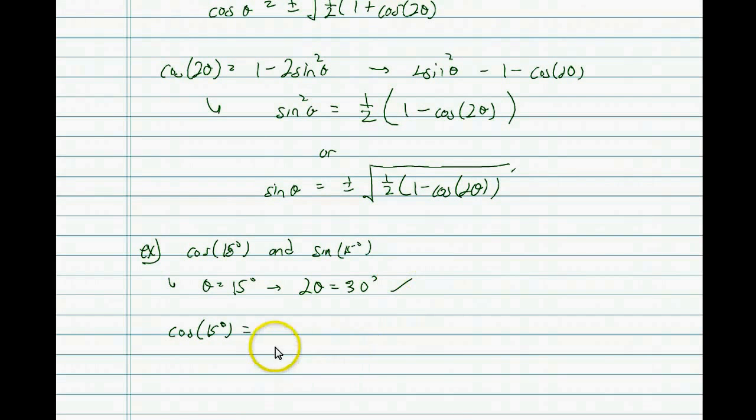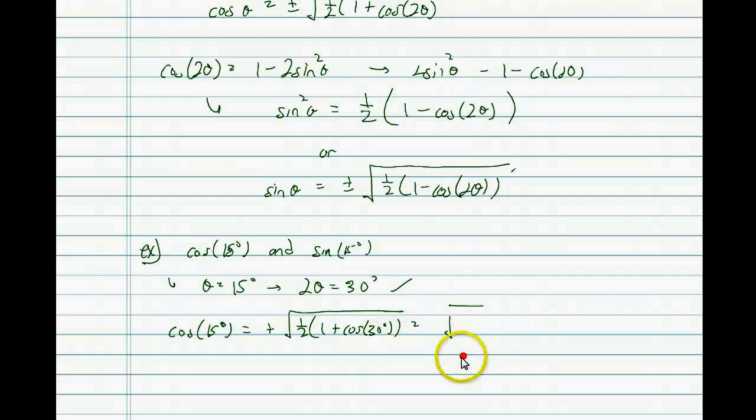So plugging into the first one, we get cosine of 15 degrees is equal to plus, not plus or minus, since we know that's a positive number, the square root of 1/2 times 1 plus cosine of 30 degrees. Now we know that value is square root of 3 over 2, so we can put that in here. Then we're just going to distribute the 1/2 through the parentheses. We'll get 1/2 plus the square root of 3 over 4. Then we can combine like terms.